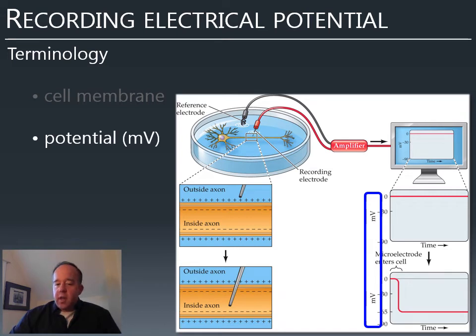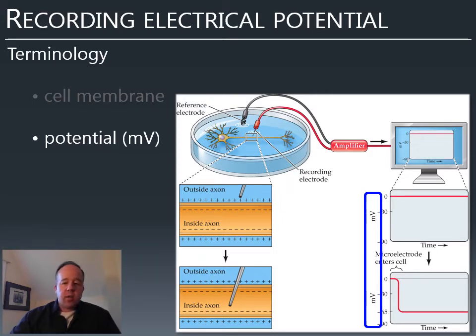And that brings us to the idea of electrical potential. Electrical potential is the difference in charge between two locations. Here, we're talking about the outside and the inside of the axon, but it's measured in volts, just like a 9-volt battery. That 9-volt label means that the difference in charge between the two terminals of the battery is 9 volts. Here, the differences in charge are not so big, so we measure things in millivolts, thousandths of a volt.